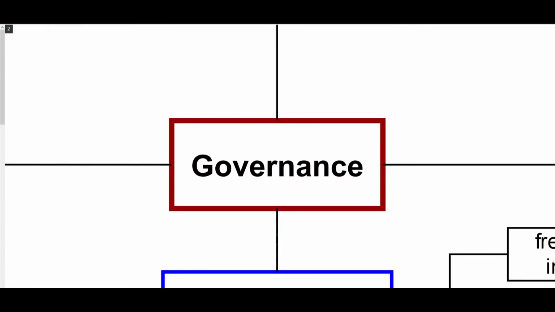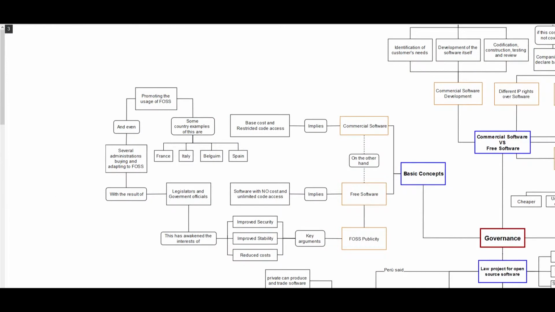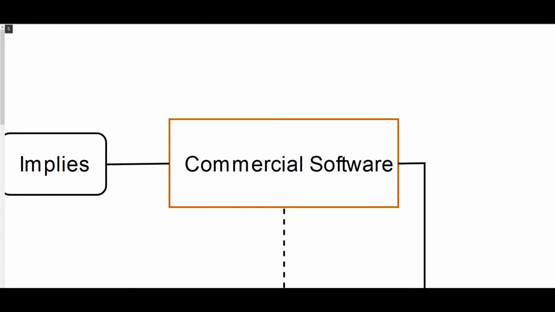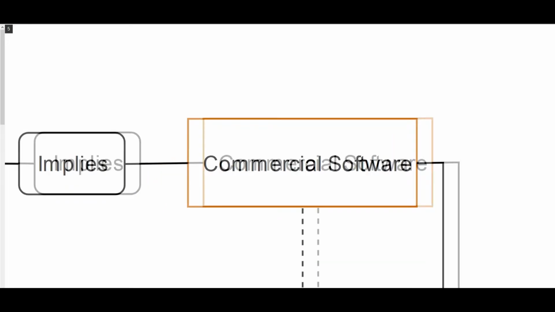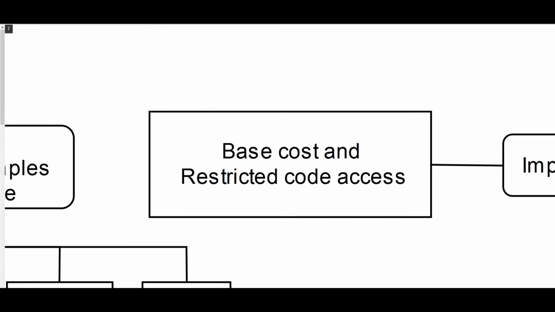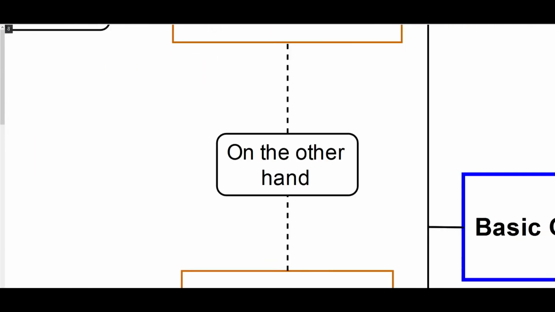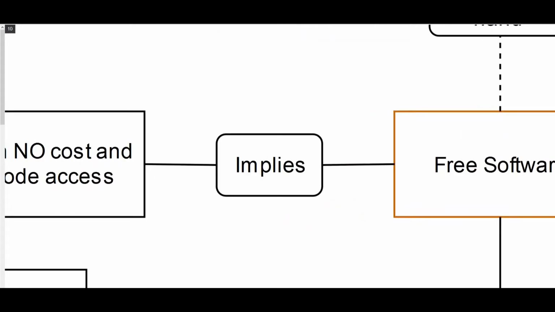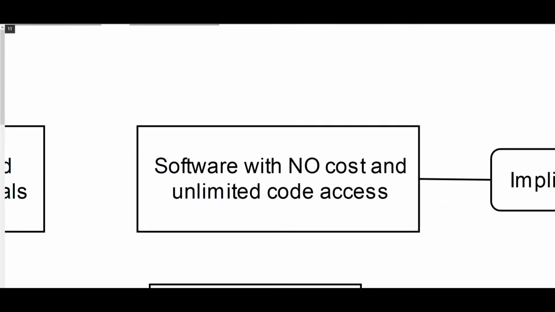Let's start with some basic concepts. Now, the basic concepts come from commercial software. And commercial software always implies that there's a base cost and the code access is restricted because it's commercial software, so it's closed software. On the other hand, free software implies that there's no base cost and you have unlimited code access.